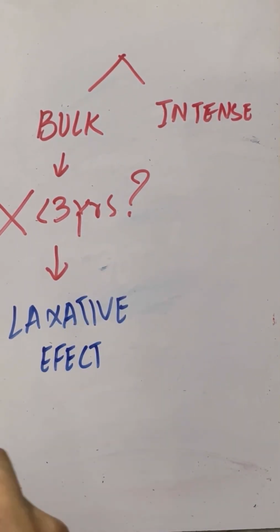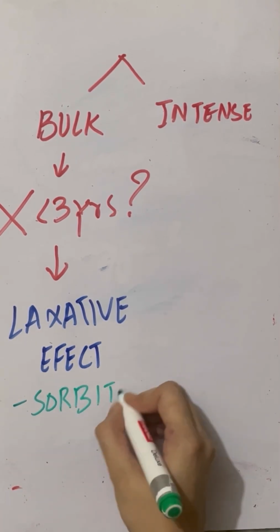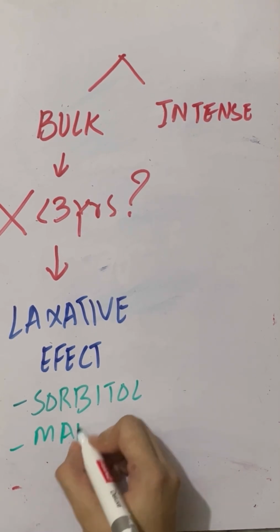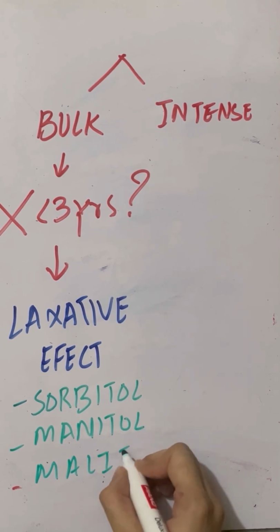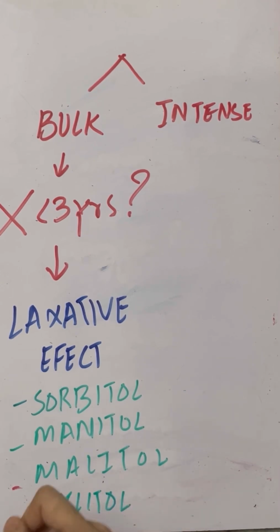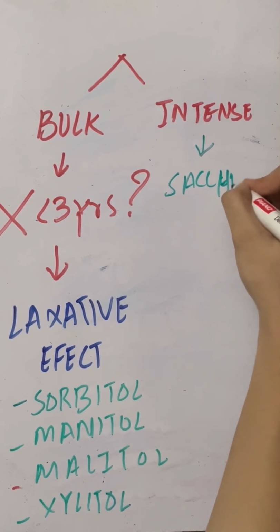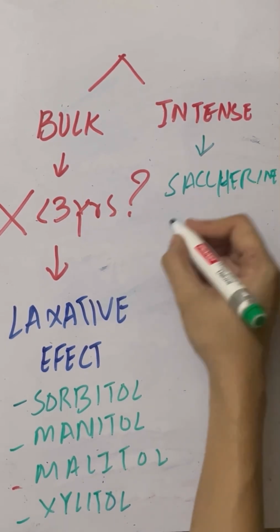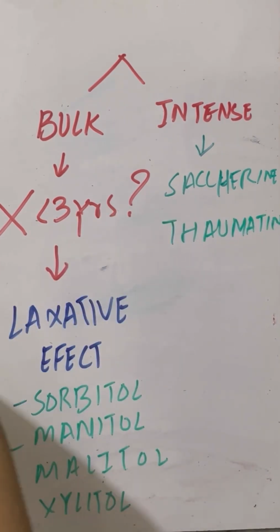There are different types of bulk sweeteners such as sorbitol, mannitol, maltitol, and xylitol, which is the most commonly used. In intense sweeteners, there are saccharin and thaumatin. These are the non-sugary sweeteners which are used to replace sugar.